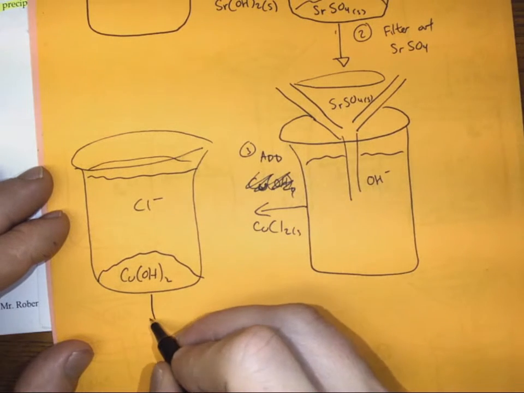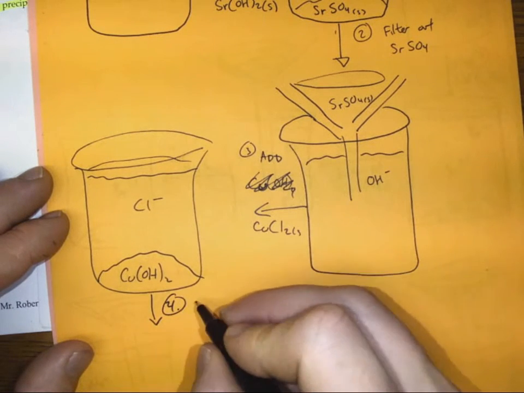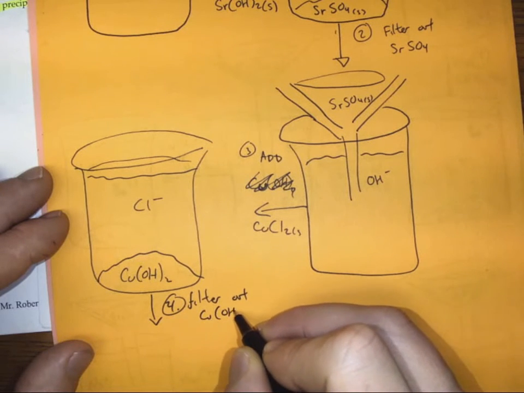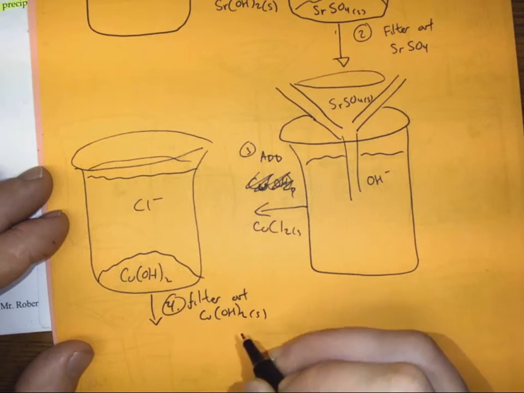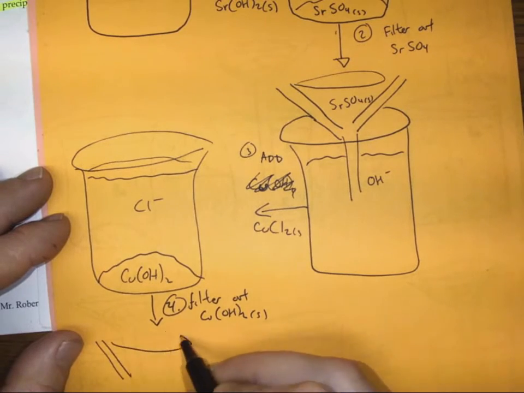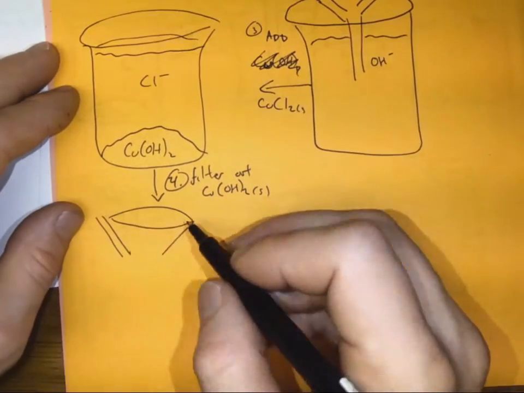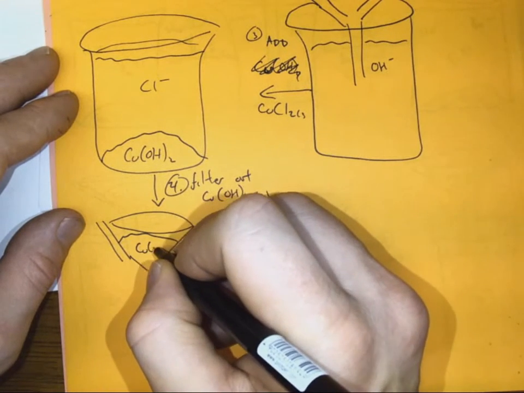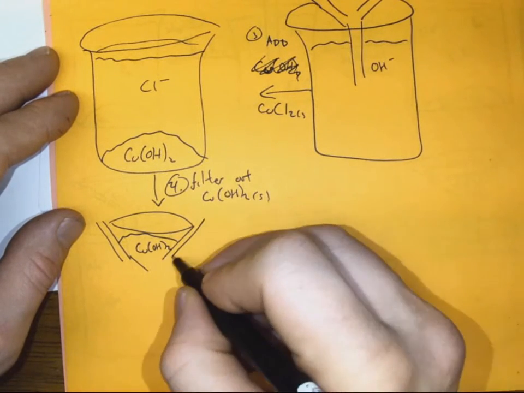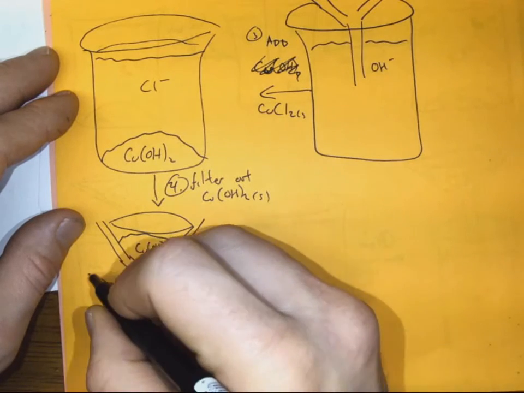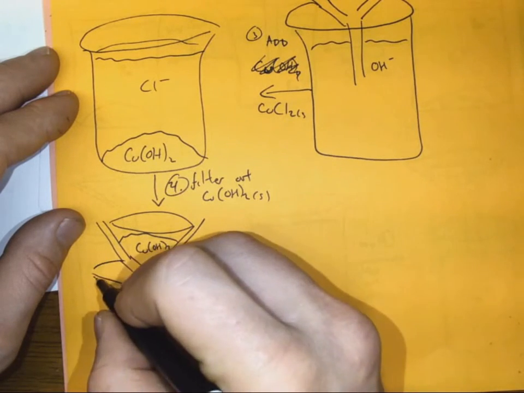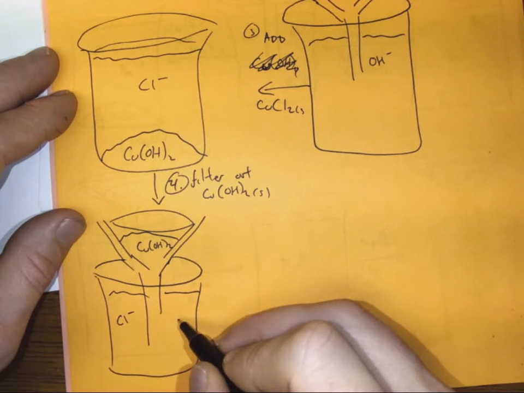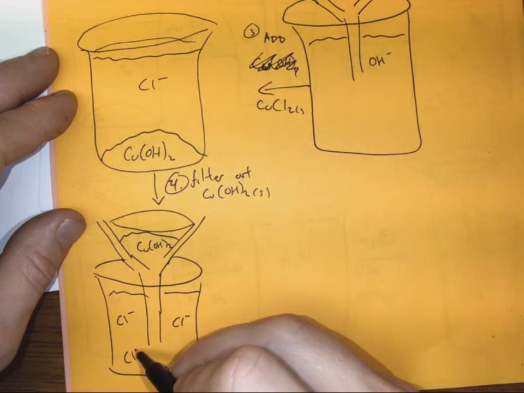And lastly, we need to filter out our copper hydroxide. So we're going to put our copper hydroxide in here. And that leaves us with a solution that only has chloride ions in it.